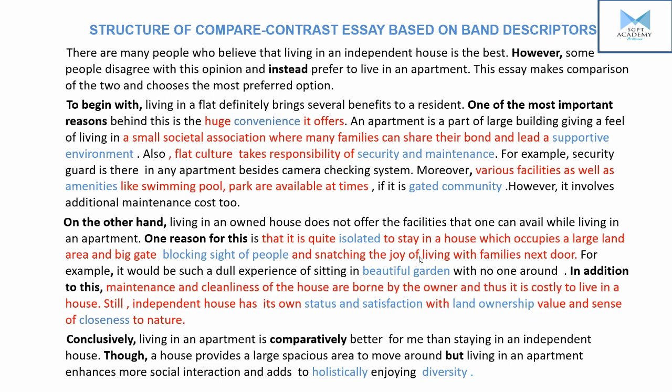Okay, that is, a sort of isolation is there. For example, it would be such a dull experience of sitting in a beautiful garden with no one around. Okay, so this is another subpoint given. In addition to this, maintenance and cleanliness of the house are borne by the owner, and thus it is costly to live in the house, right? Still, an independent house has its own status and satisfaction. So this is the benefit with land ownership value and sense of closeness to nature. So it is given that the land ownership as well as the house ownership, both are there in an independent house. So this is the plus point. So in each category, the plus and the negatives are given. Okay.